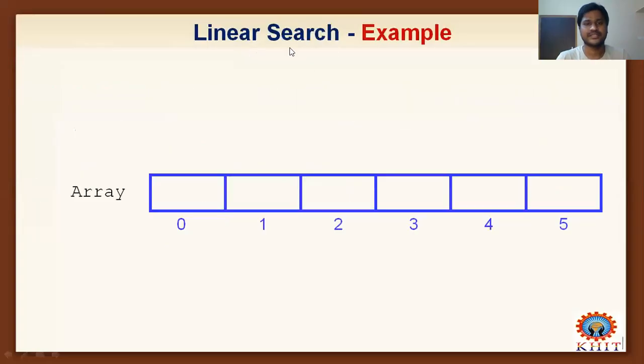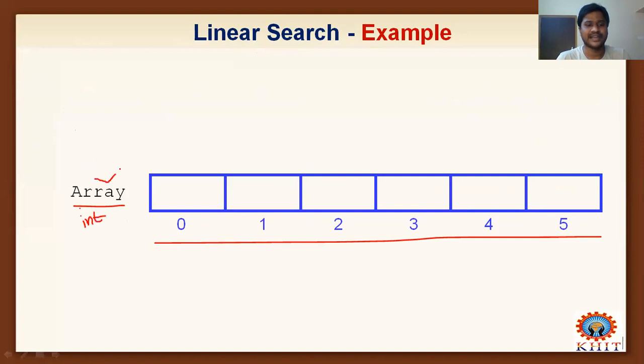Coming to the linear search example, consider an array that can hold 5 elements, of integer type. The size of the array is 5 here. These are the consecutive memory locations reserved in memory for this array to hold 5 integer values.